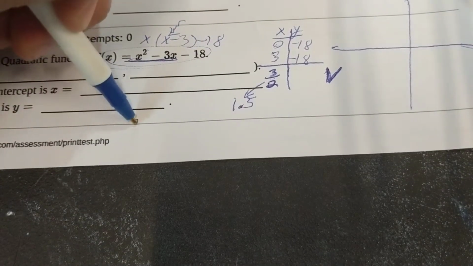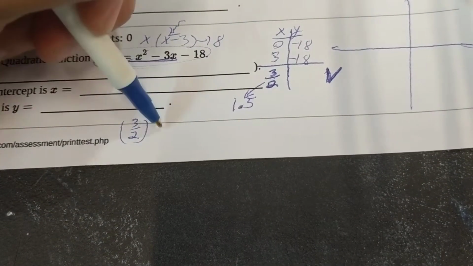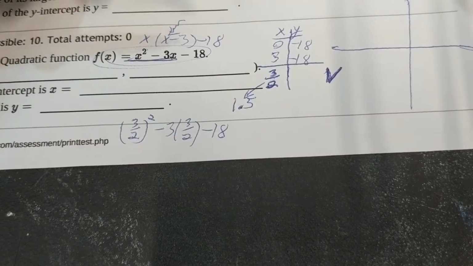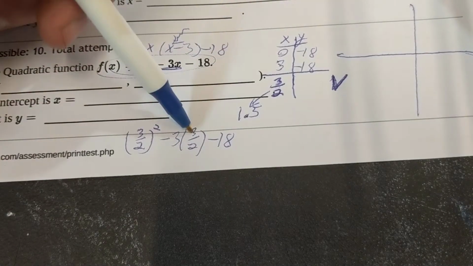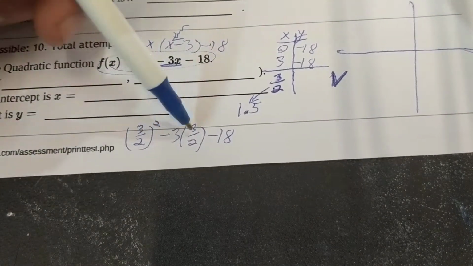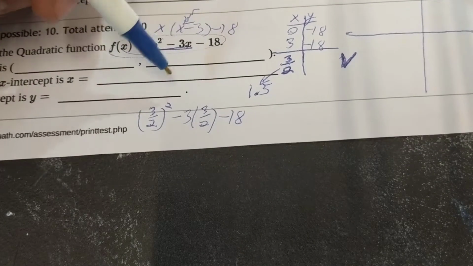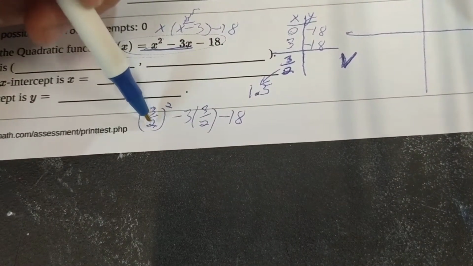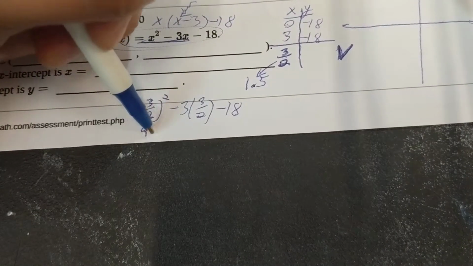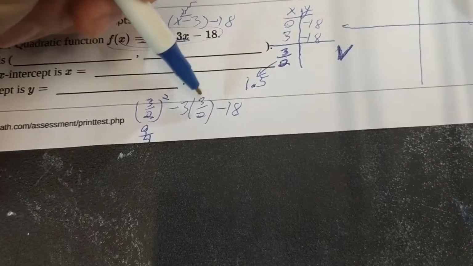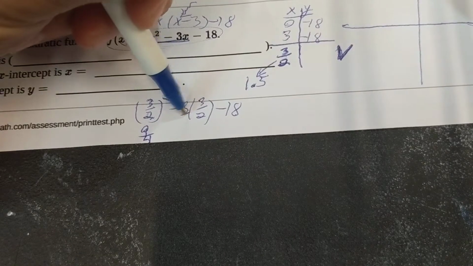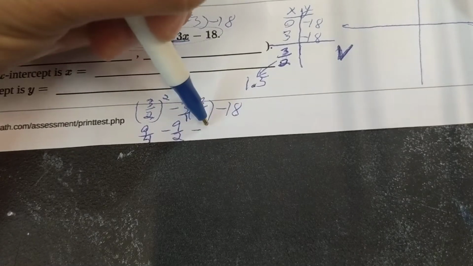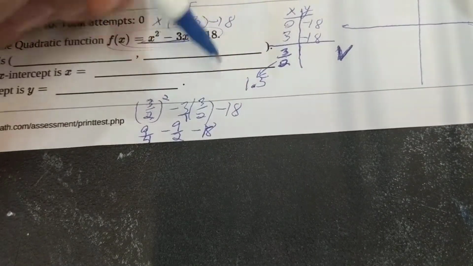So x squared, that'll be 3/2 squared minus 3 times 3/2 minus 18. And yes, this will probably be twice as much as that. Anyway, 3/2 squared would be 9 over 4, because it's 3 over 2 times another 3 over 2. Then 3 over 1 times 3 over 2 is just minus 9/2, which is twice as big as 9/4, minus 18.